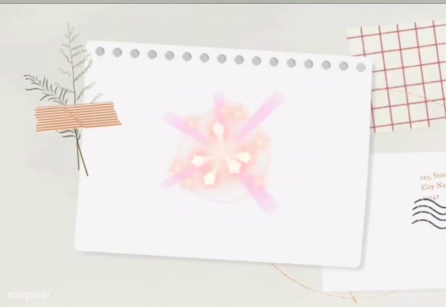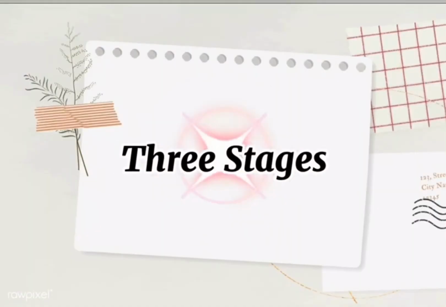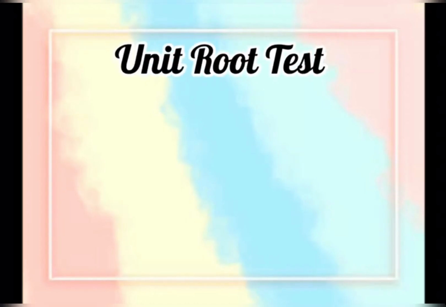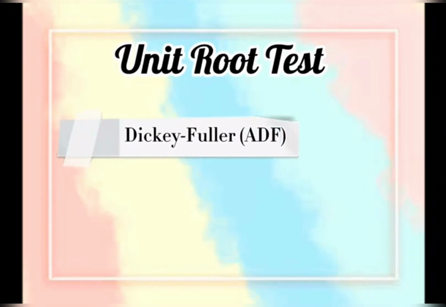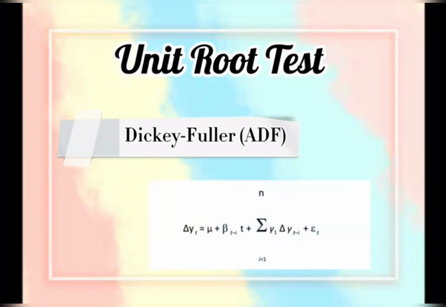The Phillips curve analysis has 3 stages. The first one is the unit root test, known as the Augmented Dickey-Fuller (ADF) test. It is to define the recent data and determine the order of integration to make the data stationary. And this is the equation of the ADF unit root test.